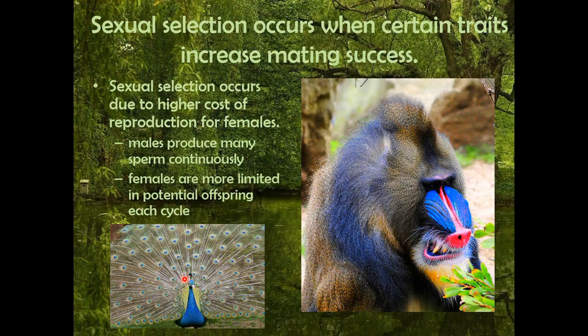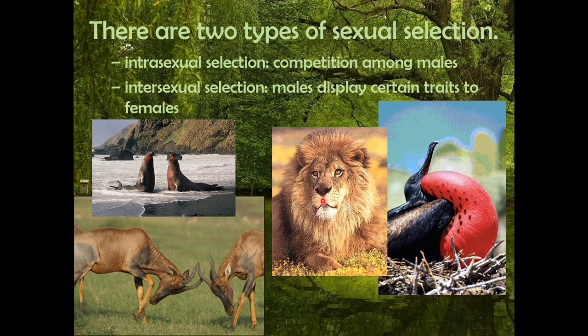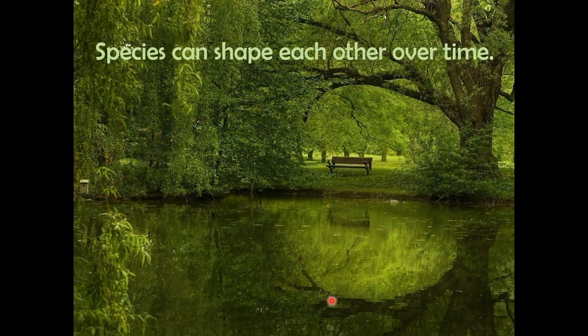The peacock shows his tail to attract a female mate. Female peacocks don't look like this. They're just brown. They kind of look like big chickens. So those are the two types. Intrasexual means that males compete, and intersexual means that females are attracted to a certain type of male, and they have a trait that they display to attract their mate.